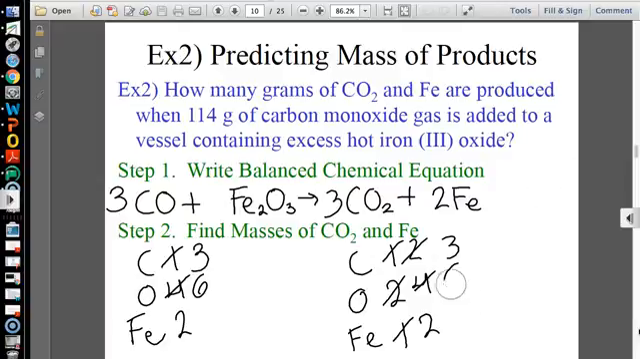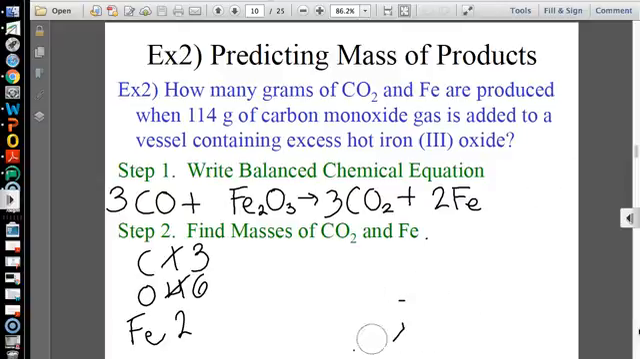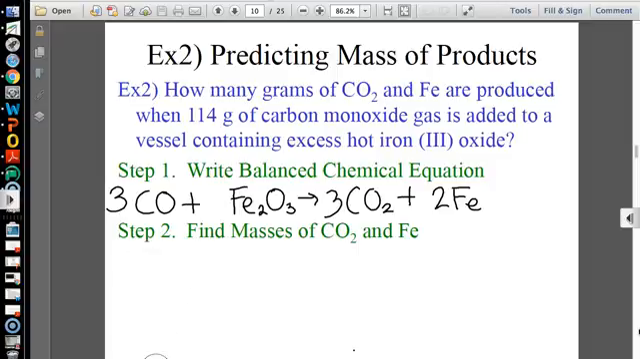Go ahead, if you haven't already, and underline and circle what we're going to be working with in the rest of the problem. This is 2 separate problems. We're solving for carbon dioxide, and we're solving for iron. We're going to have to do that in two separate problems. So this is basically like two practice problems put together. So go ahead and check that out.